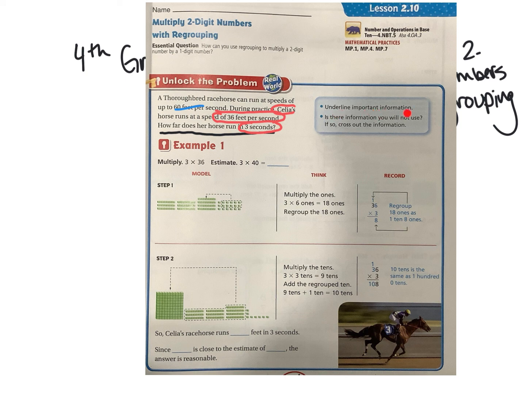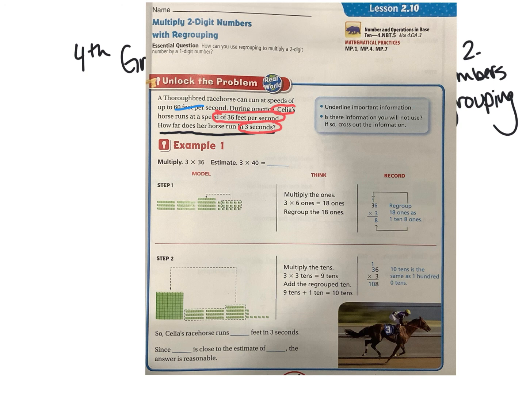It wanted us to underline the important information. We circled it. Is there information you will not use? If so, cross it out. Yeah, the thoroughbred horse part. They didn't ask us about that. They just asked us about Celia's horse. If they asked me about it, I wouldn't have crossed it out.